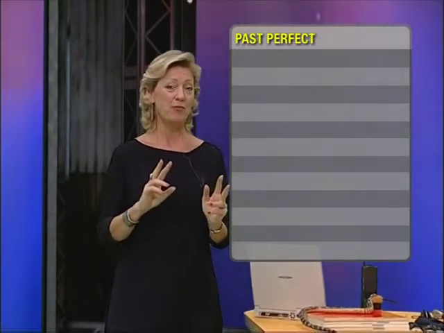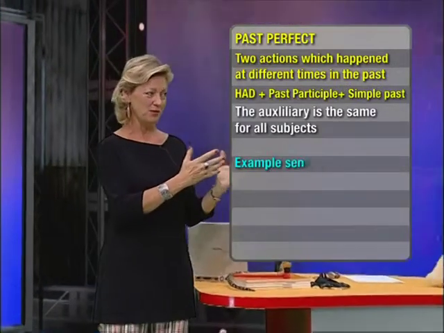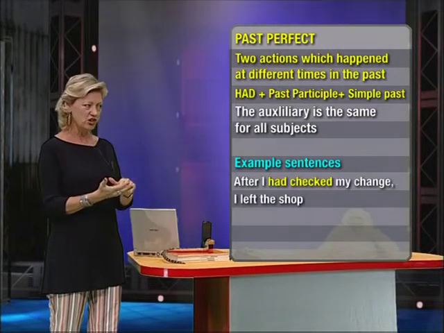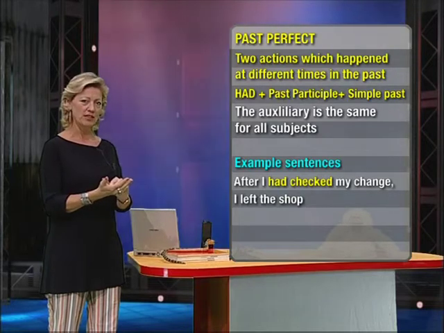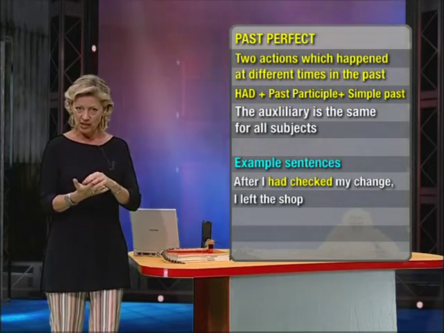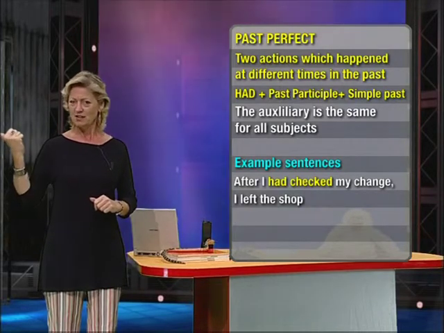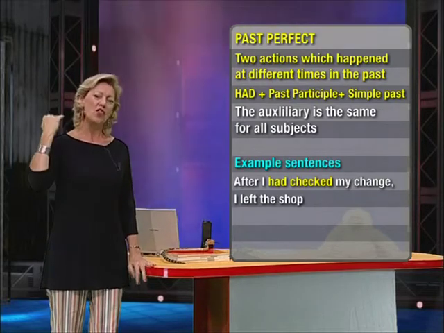So this is what I'd like to look at with you on the screen now, the past perfect, for two actions which happen at different times in the past. Now, if you look at the examples, the first one is, "After I had checked my change, I left the shop." All right, so first I check my change. Have I got enough change? Is it correct? And then I leave the shop.